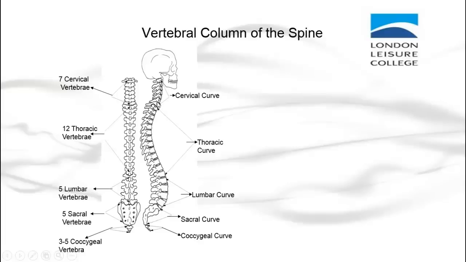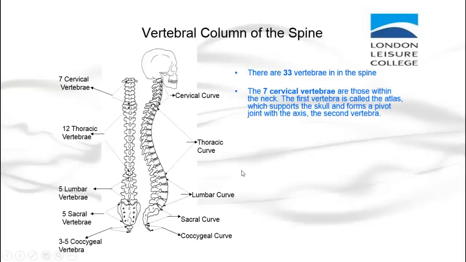Each of these areas has a certain number of bones or vertebrae in it. Okay, so for example, in the cervical spine you have 7 bones. In the thoracic area you have 12. In the lumbar area you have 5. You have 5 in the sacral vertebrae, and then you've got 3 to 5 in the coccygeal vertebrae that are fused together to make 4. Okay, so there are 33 vertebrae in the spine.